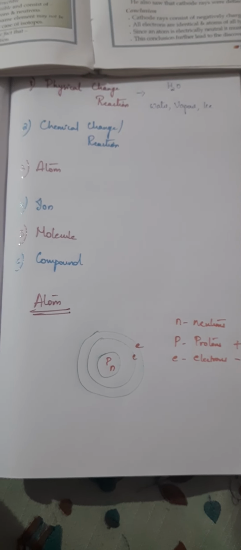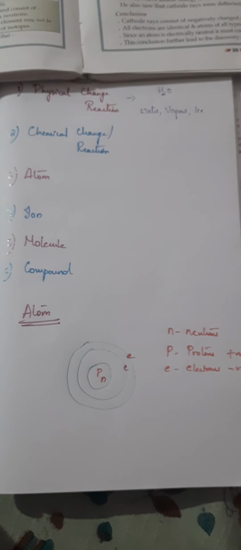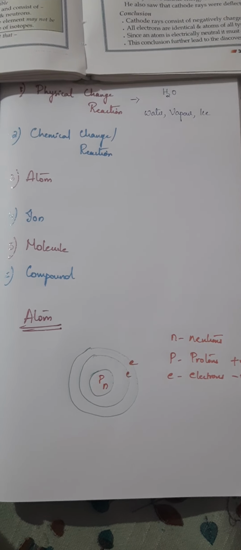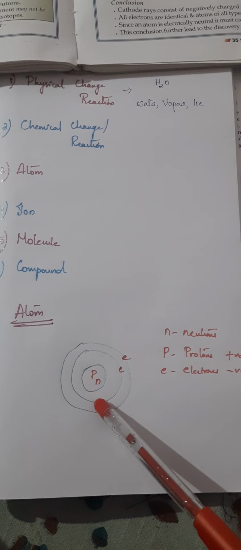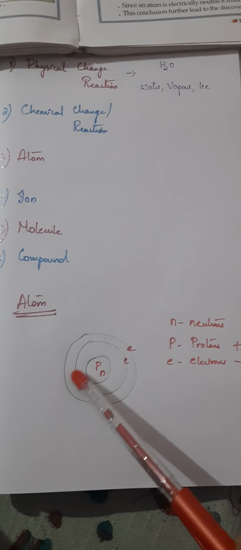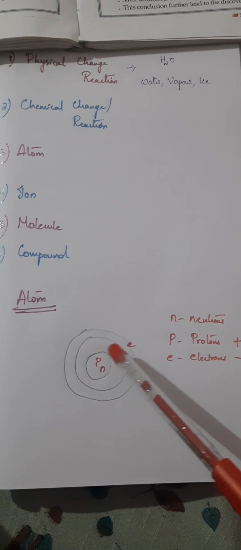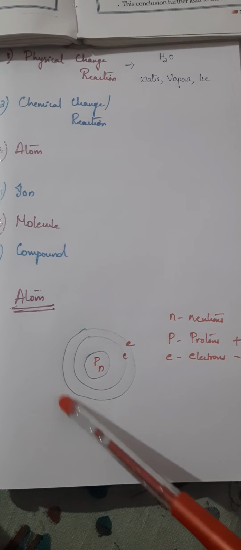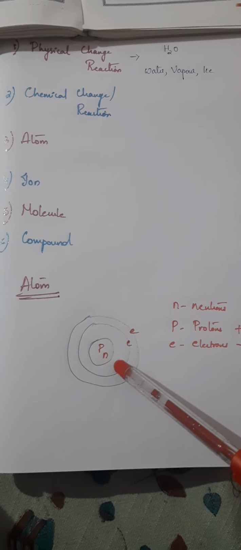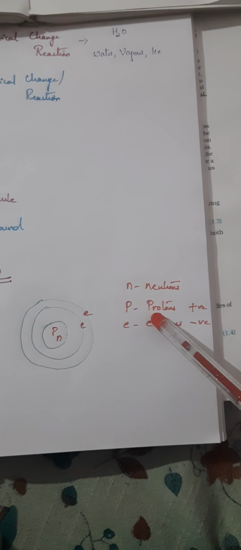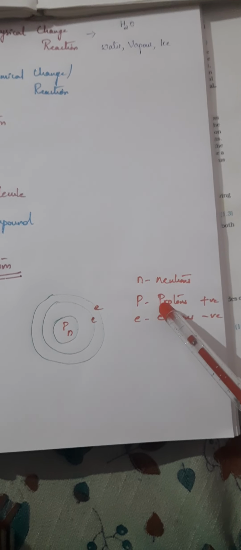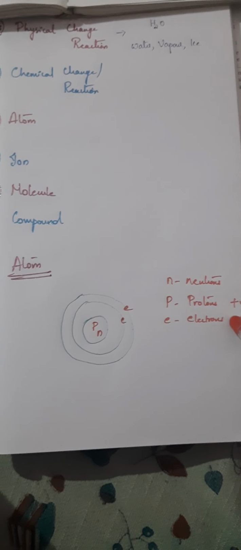An atom is the smallest particle of matter. It may or may not exist independently. An atom has subatomic particles which are protons, neutrons, and electrons. Protons and neutrons are in the nucleus, which are also called nucleons, and electrons move around the nucleus in specific orbits or shells. So this is what you learned in 9th standard. Neutrons have no charge, protons have positive charge, and electrons have negative charge.